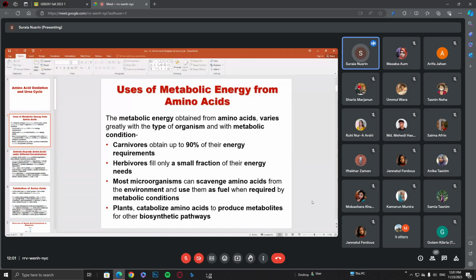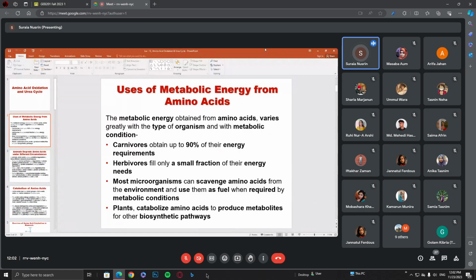And if I ask you, what is the situation of humans? What are we? We are omnivores. Yes. So we can get the energy from amino acids as well. That means we get the food from meat as well as plants. So we are omnivores.